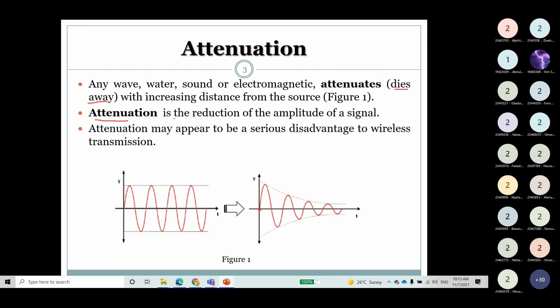Attenuation is the reduction of the amplitude of a signal. This is the amplitude of the signal. You can see that the amplitude decreases until it is equal to 0. Attenuation may appear to be a serious disadvantage to wireless transmission, and we see that we have some regeneration. It will regenerate the signal so that it is not lost.